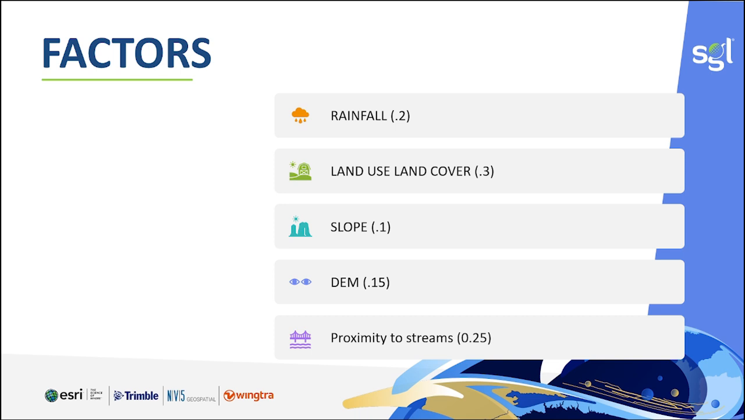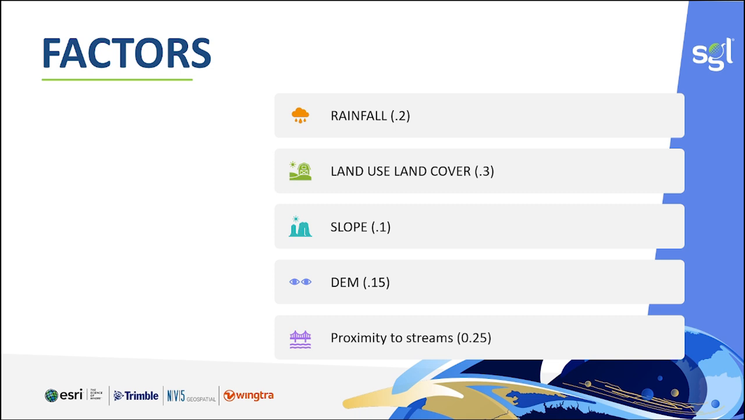And so you can see over here, land use, land cover has the highest score of 0.3, due to the fact that the Greater Accra Region is one of the most urbanized spaces in the whole country. So I find it appropriate to give the value of 0.3, as it plays an important role in whether or not an area is prone to flooding.